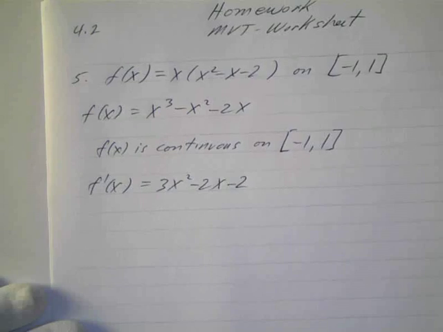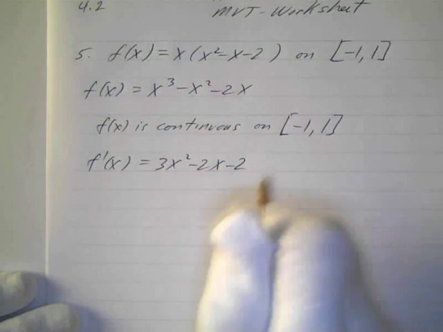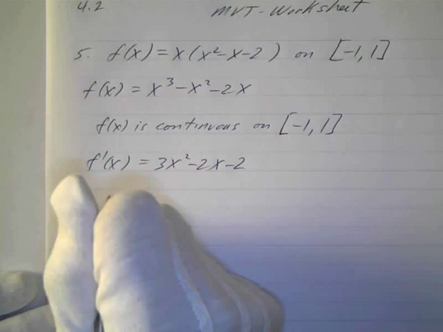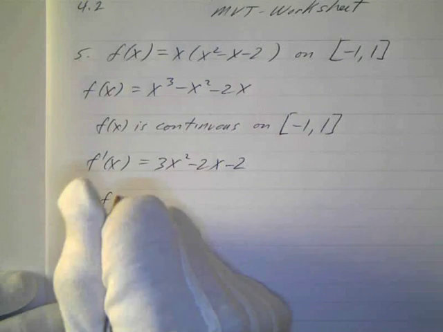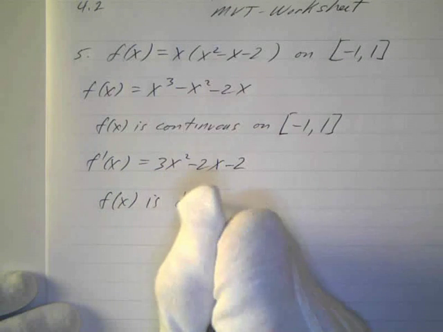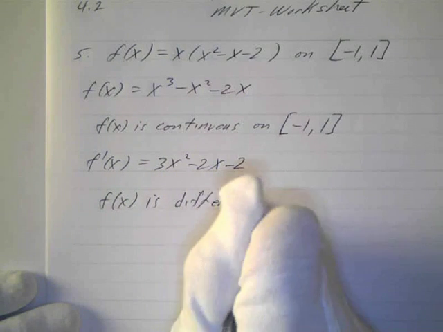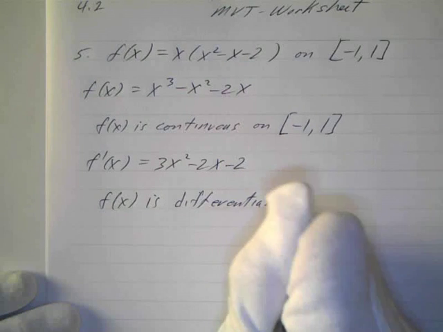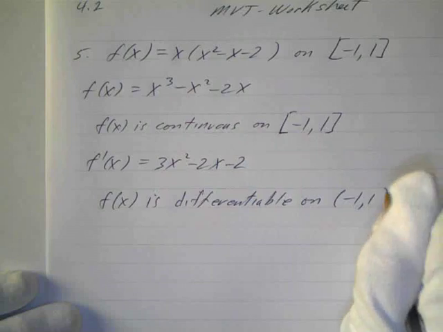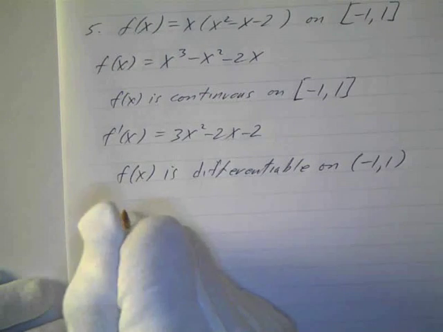minus 2. And that also looks differentiable. This is a nice smooth polynomial. So we can say that f of x is differentiable on the open interval -1 to 1. So therefore the mean value theorem applies.